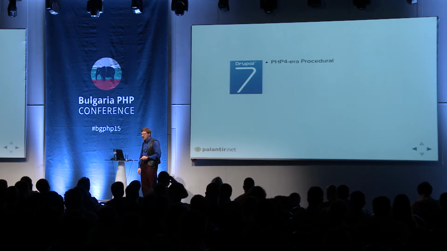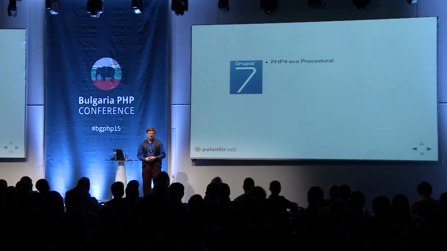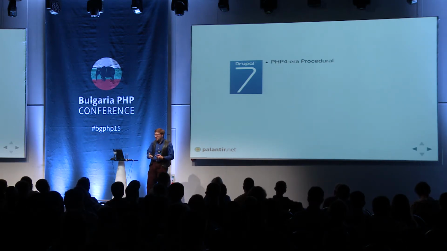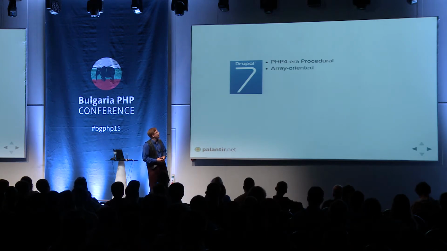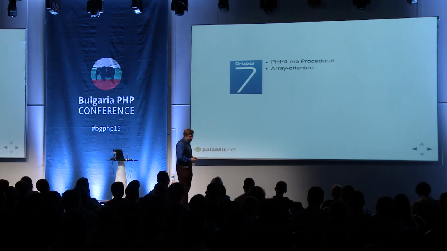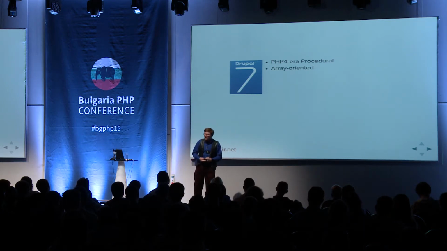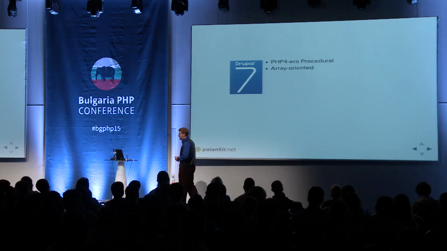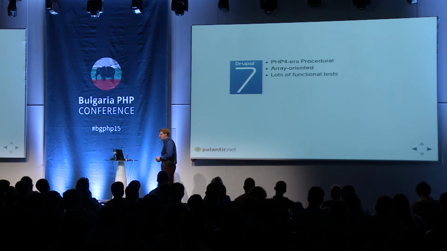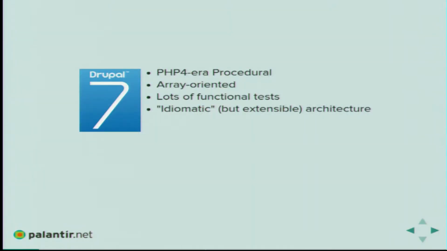Drupal 7 is a PHP 4 era system. It requires PHP 5, but it is architecturally a PHP 4 era application. It is array-oriented. It's not object-oriented. It's hardly procedural. It's array-oriented. We've got all these arrays that define everything. And lots of functional tests. For those who are just here for the last session, Drupal 7 has lots of tests up at the top of that stack. Not a good thing. It gets the job done, but not a good thing. And a very idiomatic architecture. I'll be polite.